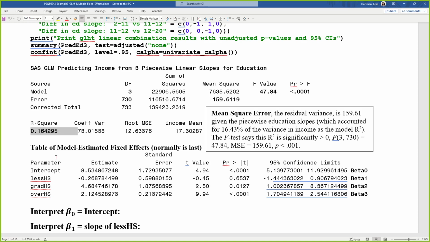So if you have an empty model with no predictors, you necessarily have an R-square of 0. And then it's the change from that point. So if you add like 16% to 159.6119, that would be the original residual variance. 159 is 16% of the original number, is the way that I would say that. Yep.